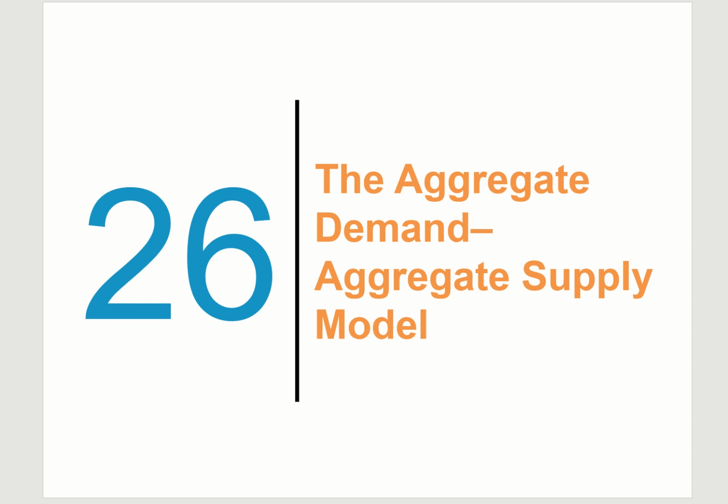Hi guys, in this video we're going to talk about chapter 26, the aggregate demand, aggregate supply model. Now this is one of the most difficult chapters in the entire book because this is where we really go into the bigger picture of the economy here. So make sure to take this video slowly. If you have any questions, email me, okay? All right, so let's get started.